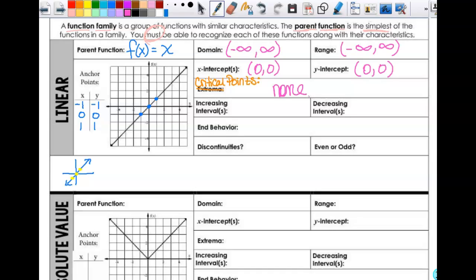As x goes from left to right, what's happening to your y values? They're increasing. So the function is increasing over the entire domain. So it is negative infinity to infinity. Decreasing would be none. Whew, my board's bouncing for some reason.